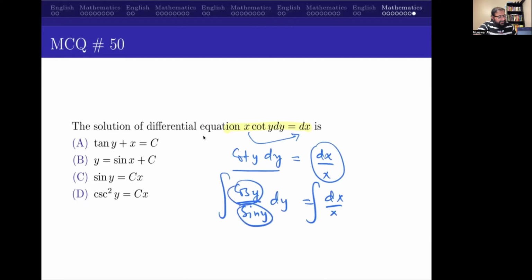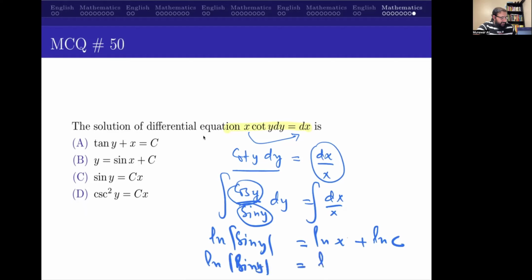The derivative of sine y is cosine y. So if the derivative is present in the numerator, the answer is always log of sine y is equal to log of x. So I need to introduce a constant. So I'm going to introduce the constant log c, because I want to cancel these logs. So log sine y is equal to log cx. By applying the property, if you want to ignore the logs, then sine y is equal to cx. So it's option C. So this was the last MCQ.